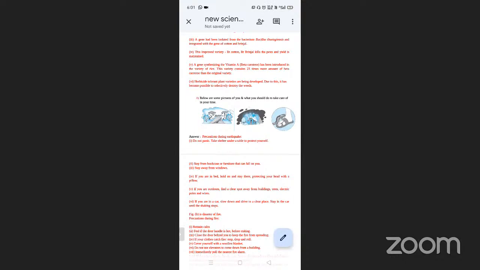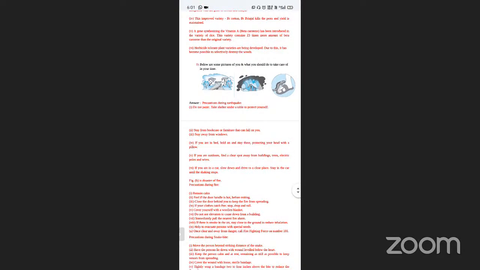Then second picture, it is about the disaster of fire. So what precautions will you take? First one, remain calm. Second, feel if the door handle is hot before exiting. Third point, close the door behind you to keep the fire from spreading. Then fourth point, if your clothes catch fire, stop, drop and roll.